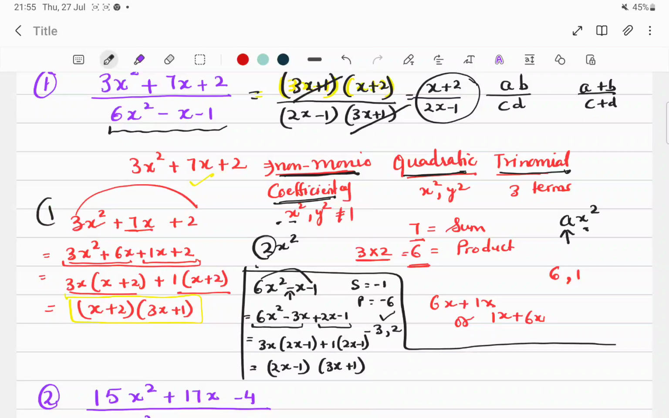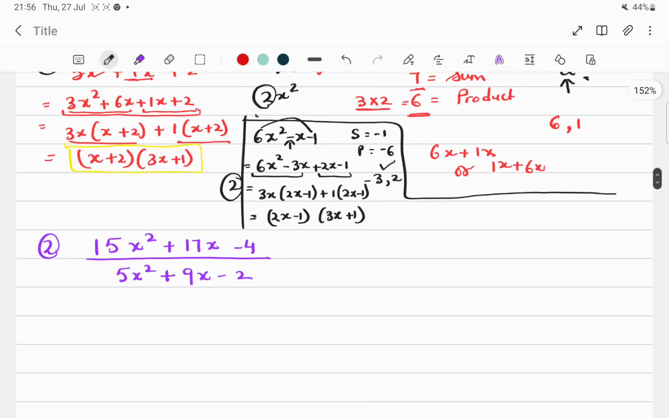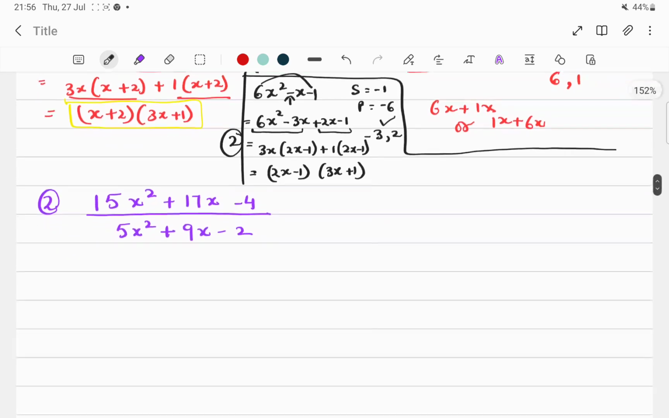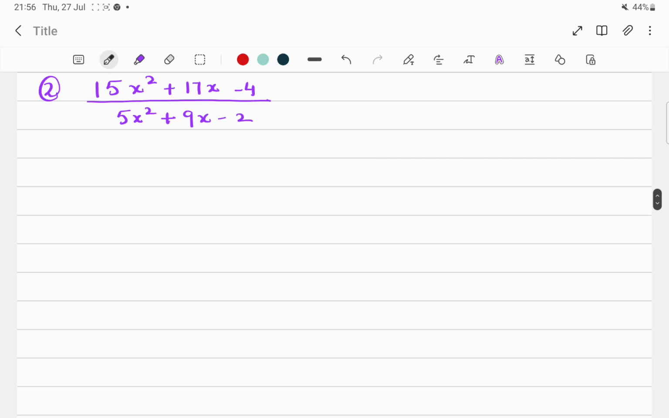Then this was the first step. We solved the numerator, we simplified it, we wrote it in the factored form, and this was the second step, and then we write this in the third step. Okay. Now let's go for our next example. In this example, same thing, we have a numerator, and the numerator is given in the form of 15x squared and 17x minus 4.